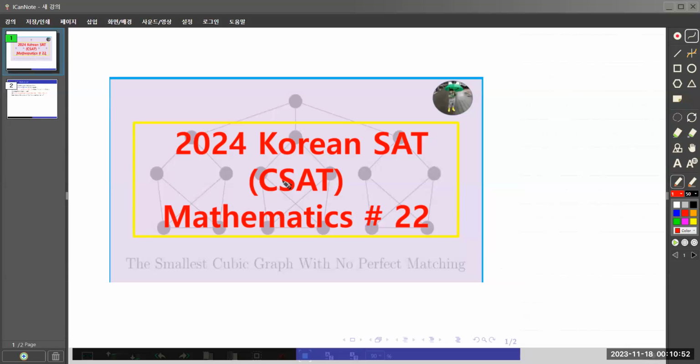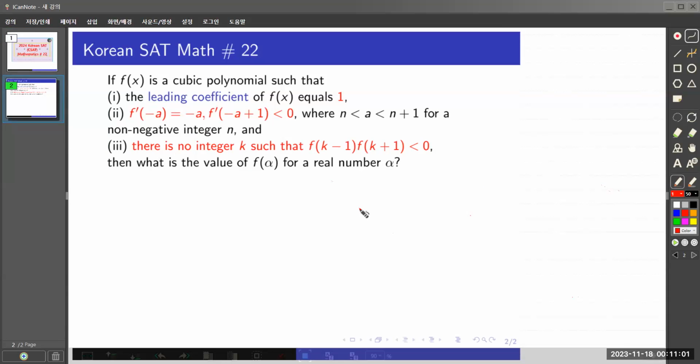In this video, we're going to handle a mathematics problem from the 2024 Korean SAT. Suppose that a cubic polynomial satisfies the following conditions.